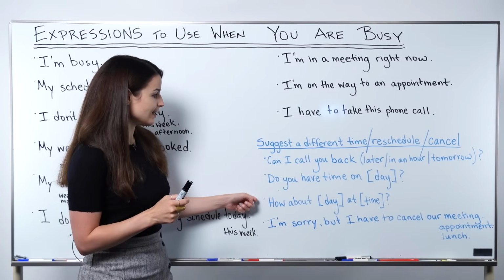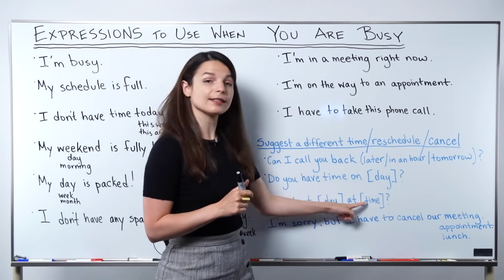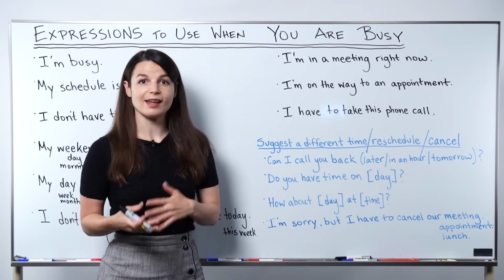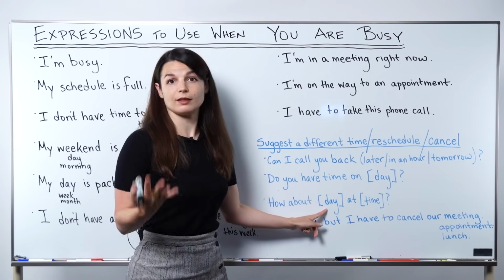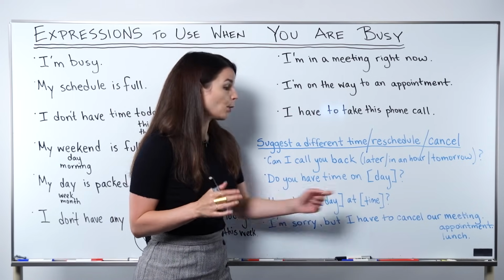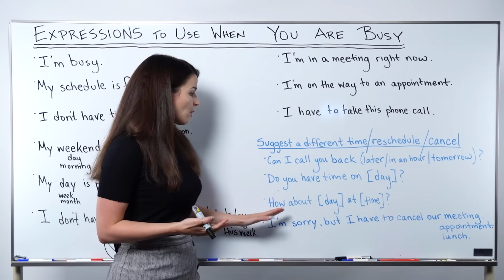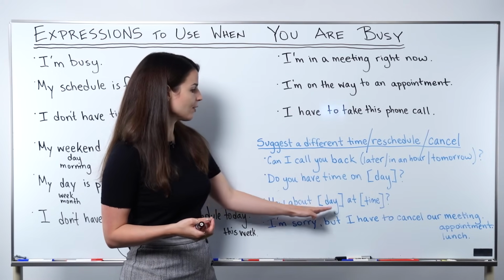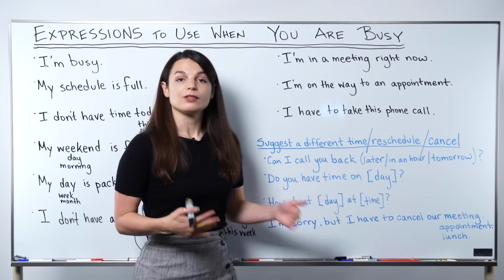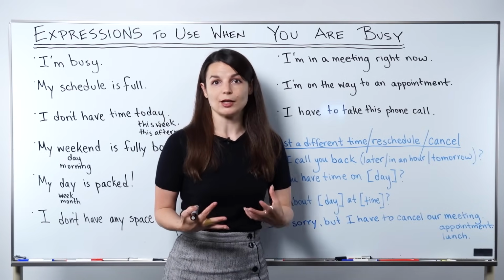Okay, next is, how about day at time? How about day at time? In this sentence, you can replace day with the day of the week and time with the time of day. How about Wednesday at 10 o'clock? Or how about Thursday at 3? So again, this is a way to reschedule.